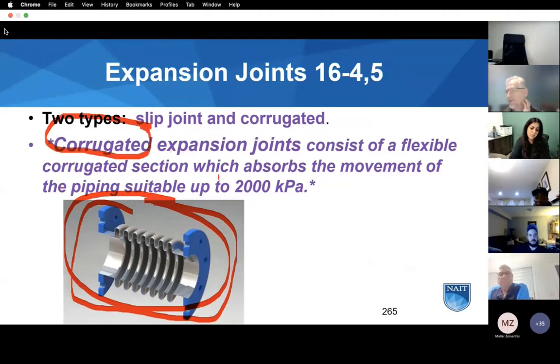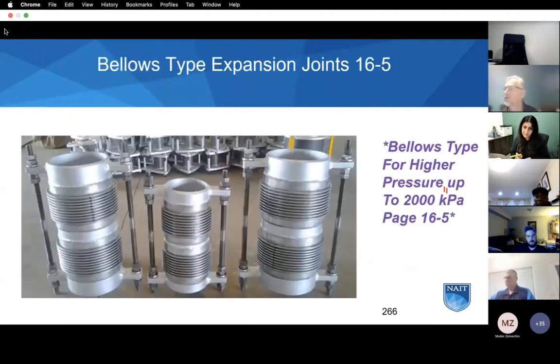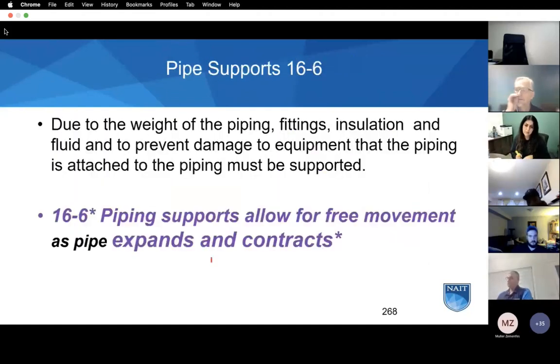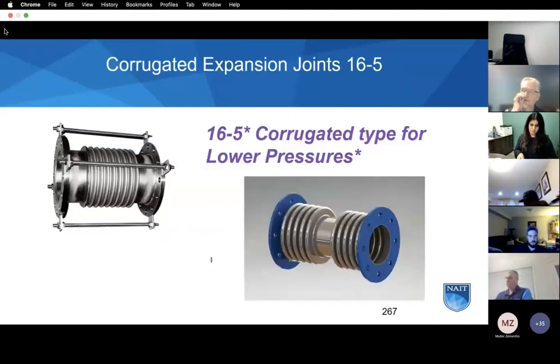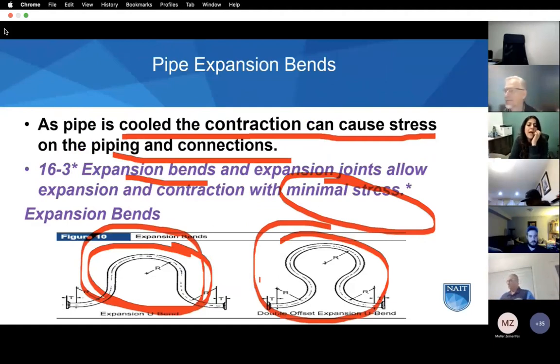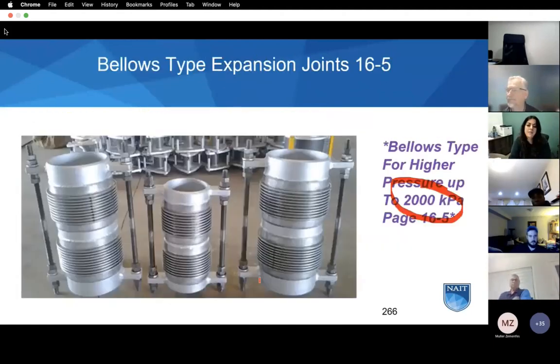Somewhere in the textbook, it tells you this. These particular ones are good up to 2000 kPa, so fairly high pressure. And there's a bellows type on the next page, also 2000 kPa. The corrugated type is for lower pressure, lower than the highest pressure. If you have extremely high pressure systems, you want to just go with piping and put some bends in the piping. Okay.